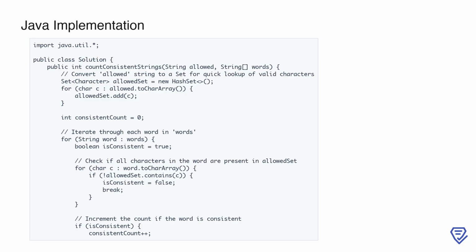Next, we initialize a counter variable, consistentCount, to 0. This will keep track of the total number of consistent strings. Now, we begin iterating through each word in the words array.